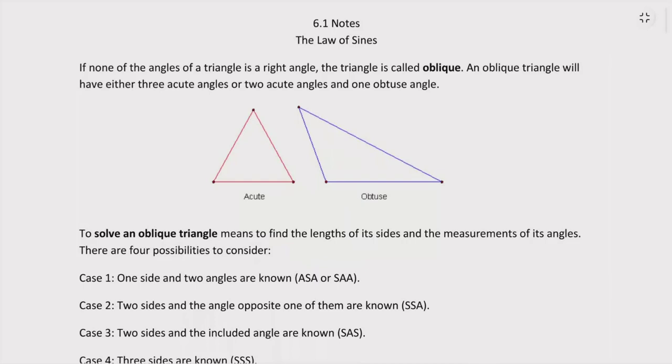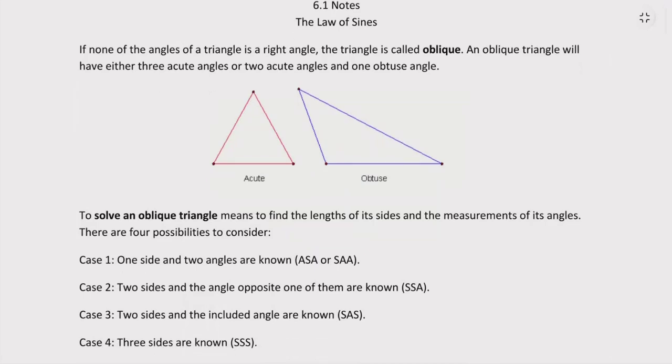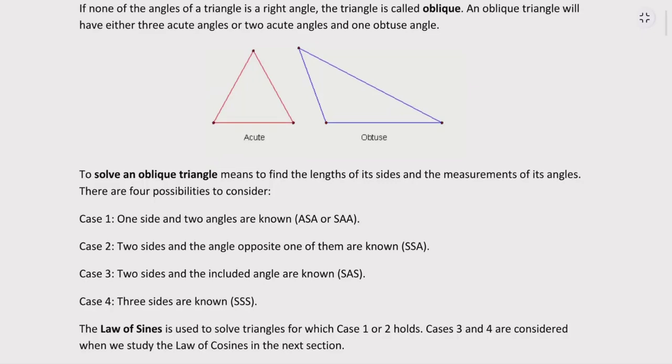To solve an oblique triangle means that we have to find the lengths of all the sides and the measure of all the angles. Well, these aren't right triangles, so we can't use what we have learned so far with right triangle trigonometry. So we will use something called the law of sines. To solve oblique triangles, we have to have some of the parts, and this gives us four possible cases.